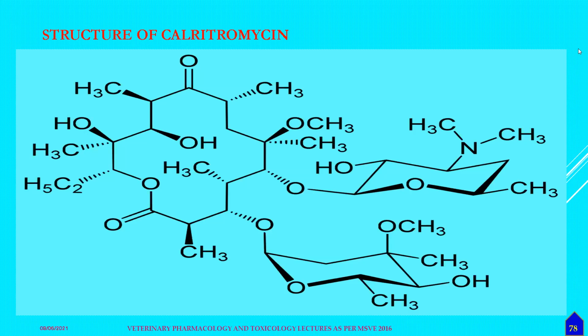And this is the structure of clarithromycin. So you can see the different groups, here the methyl group is there, and the ethyl group and the methyl group are alternatively present.